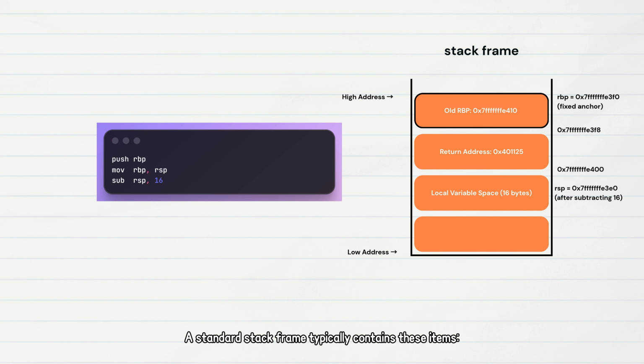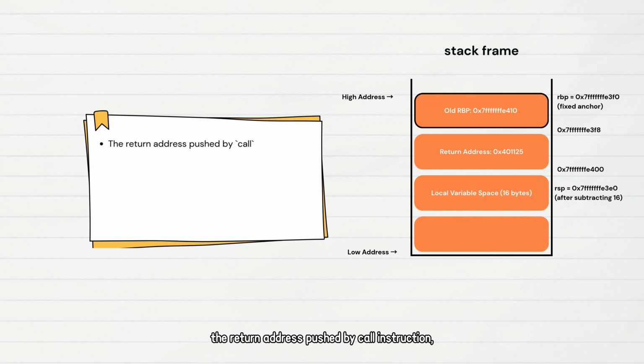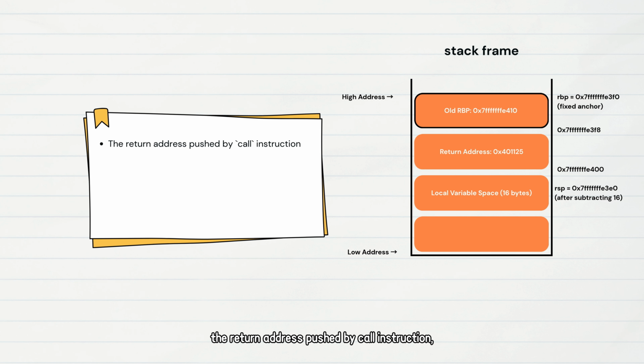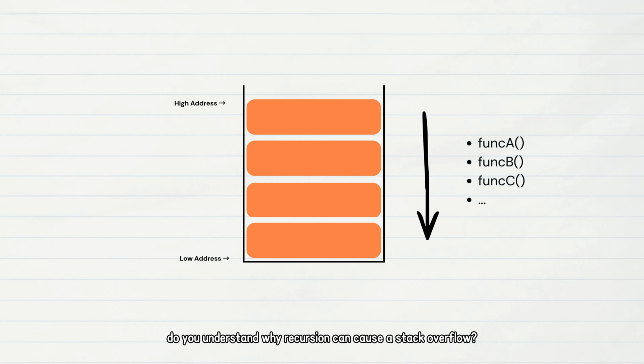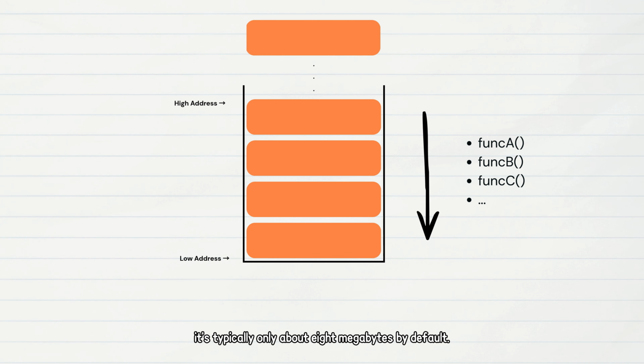A standard stack frame typically contains these items: the return address pushed by the call instruction, the caller's RBP, the function's local variables, and registers that the called function must preserve. Now, do you understand why recursion can cause a stack overflow? Because with each call, the stack space extends downward. Stack space is limited. On Linux, it's typically only about 8 megabytes by default. Layer after layer, it piles up. When it fills up completely, it's a stack overflow, and the program crashes immediately.